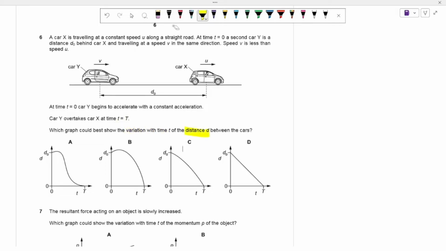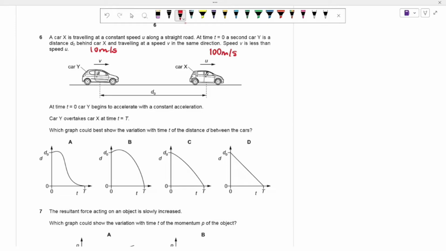So if you think about it, what's going to happen essentially is that car X is going to move, let's say, at a faster speed, right? Let's say it's moving at 100 meters per second. And then car Y is going to move at a slower speed, which I'm going to say is 10 meters per second. Okay, so car Y is going to accelerate and then it's going to overtake. So if you look at this, this is a graph of distance and time.